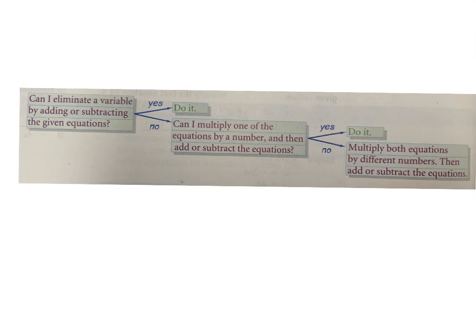Give this to you towards the bottom of 356. Can I eliminate a variable just by adding or subtracting? Yes, then do it. Add them and get your variable. Or by subtracting, that means just change one of them to all negatives, right? Can I multiply an equation, just one of them, and then add? Then do it. If not, you will have to multiply both equations to get a common one to eliminate.